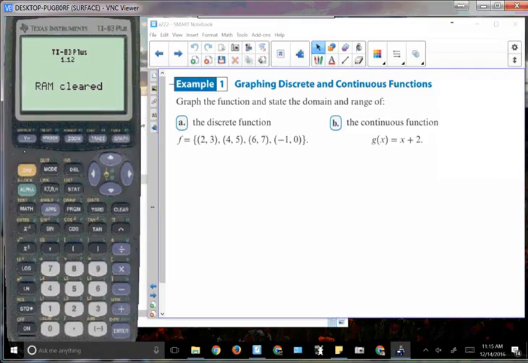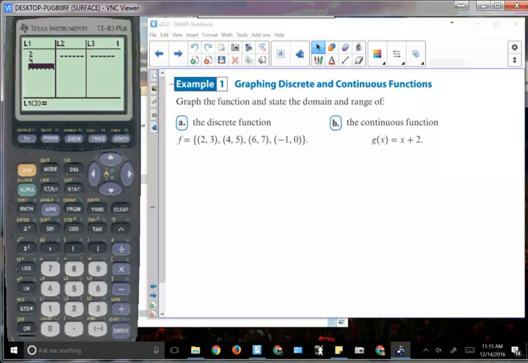If we have discrete data and we want to go through and graph it and see what we've got, all we have to do, make sure you reset it, is press the stat key. We've used this before. We put the data in. We do edit, and for L1, anything that's on the X, we put it in. So we've got 2, enter. Next one is 4, enter. Then we've got 6 and -1. The data's there.